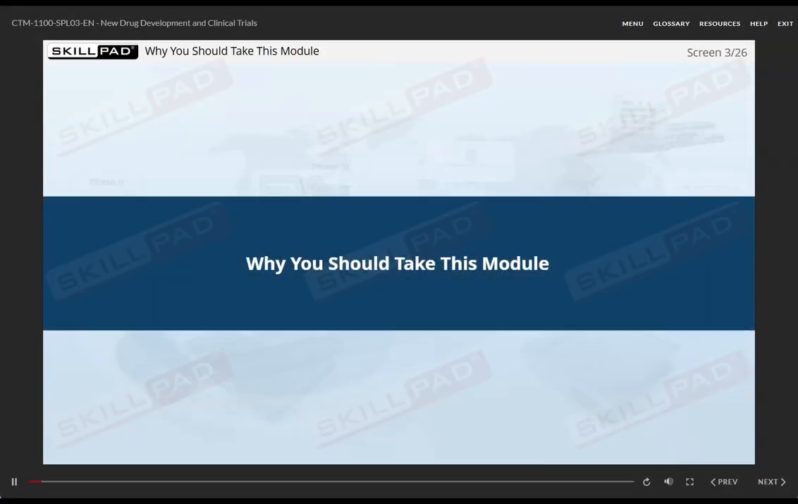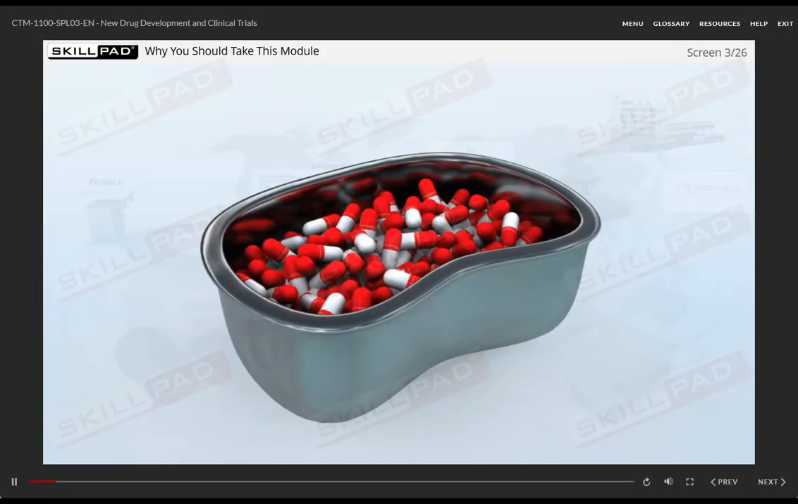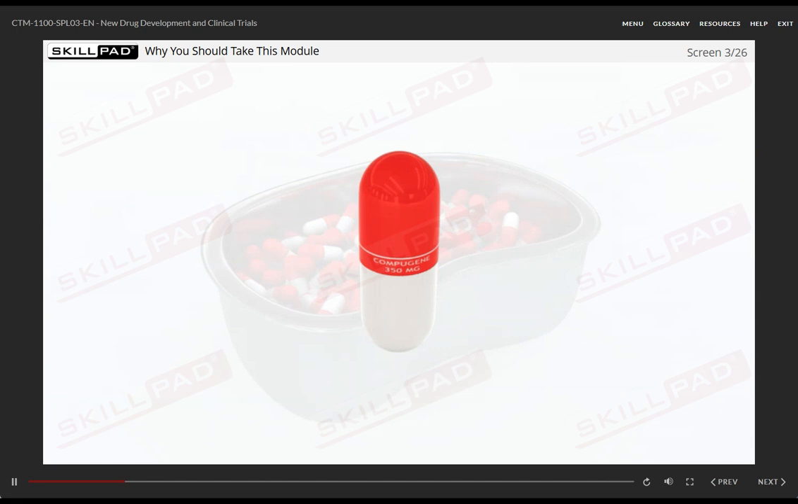Why you should take this module. This is Compugene, your company's new pharmaceutical product that has been developed to treat diabetes. The company has spent millions of dollars researching and developing this drug, and they are confident that it will effectively treat thousands of people each year and radically improve their quality of life.